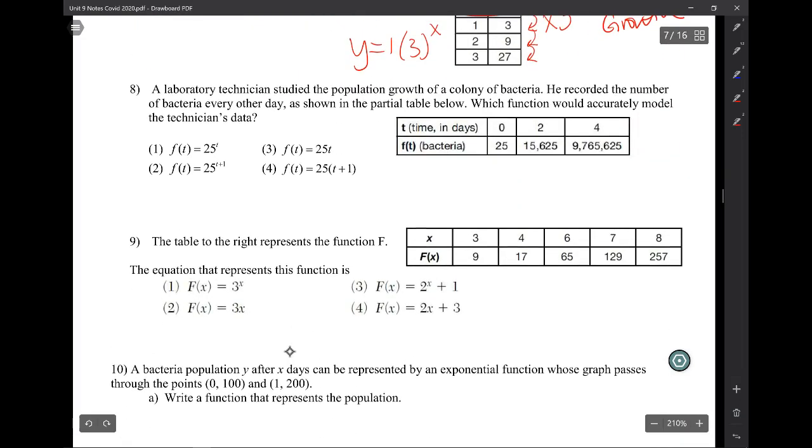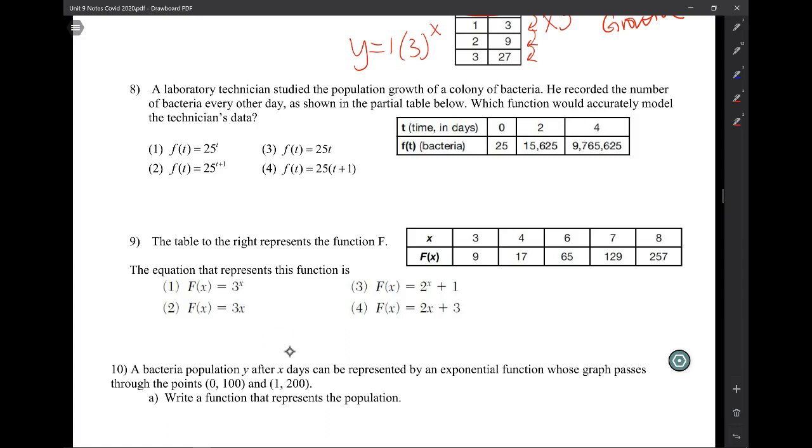All right, number 8 and 9 are very similar. It says a laboratory technician studied the population growth of a colony of bacteria. He recorded the bacteria every single day, and a part of the table is shown below. Which function could accurately model the data? Here's what I'm noticing, again, similarly to the last one. 25 to 15,000, over 15,000, and then from 15,000 over to 9 million.